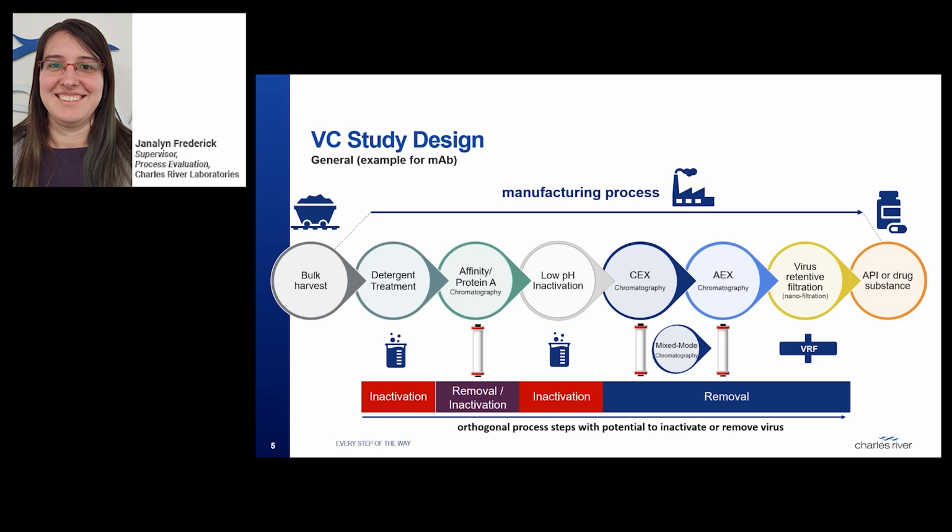This slide shows an example general study design for a monoclonal antibody. This is performed at a downscaled model of the manufacturing process. A multitude of steps may occur during manufacturing. In this example, there are inactivation steps such as detergent treatment and low pH inactivation, and removal steps such as cation exchange chromatography, anion exchange chromatography, and virus or nano filtration.